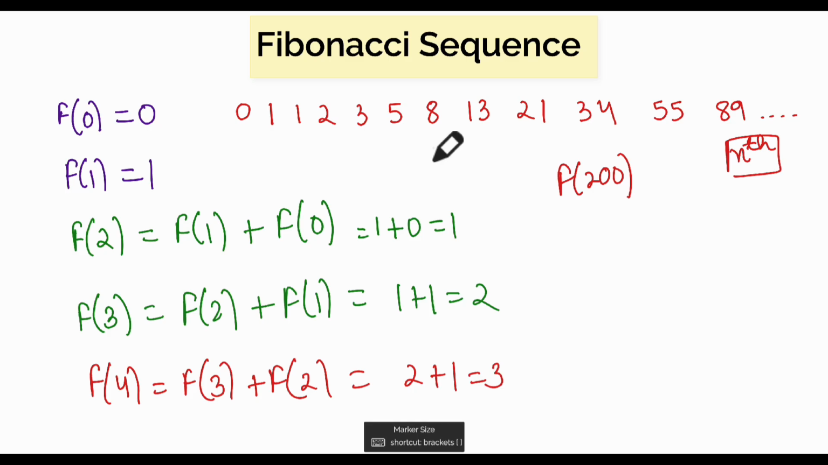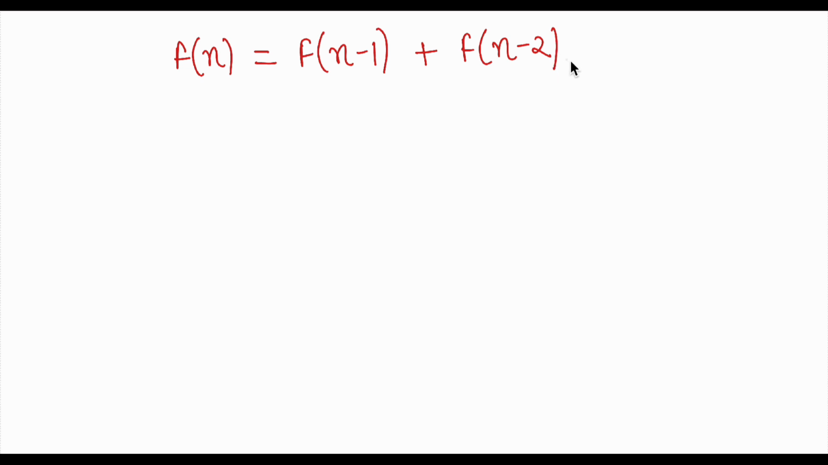Whenever someone asks you about Fibonacci, Fibonacci of any n element is equal to Fibonacci of n minus 1 plus Fibonacci of n minus 2. This is the formula for Fibonacci, and you don't need to remember this. This is what we have been doing, right? We take the previous element, and we take the number prior to that.